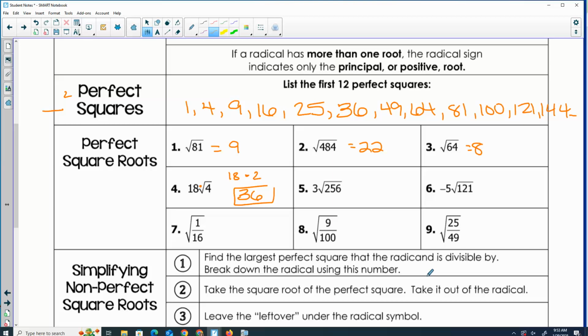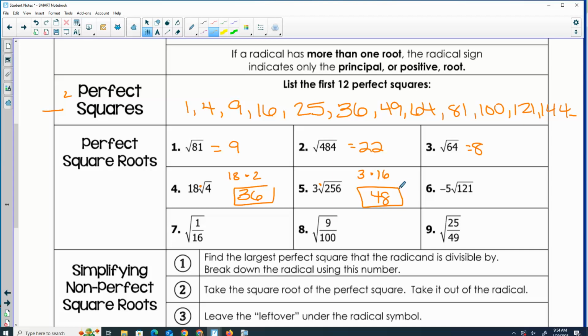All right, number 5, 3 square root of 256, that means 3 times the square root of 256. What is the square root of 256? 16. So 3 times 16? So if there's a number just outside the radical, but no operation written, we are multiplying.